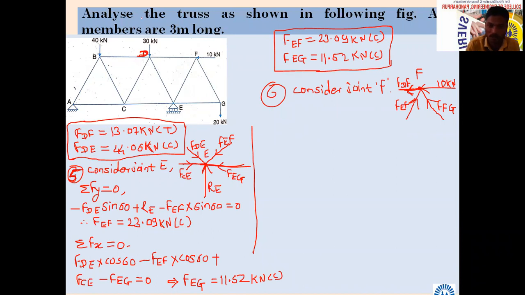Which equation should I apply? Summation Fy. Summation Fy equal to 0. So two forces will not come, only one will come, EF. Whether its y component will be positive or negative? Is it going towards the positive y axis or the negative y axis? EF is positive. So EF into sin 60, because we are taking the y component. What about FG? Positive.